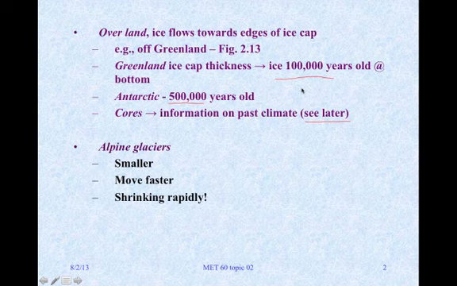The other thing to talk about are alpine glaciers. Alpine glaciers just means in mountains. Things like Glacier National Park in the United States, things like glaciers in the Alps in Europe, stuff like that. They're much smaller, they move very fast, and remember that although it looks like solid ice, it's actually a kind of a liquid, so ice flows downhill. And that's what glaciers are, just rivers of ice flowing slowly downhill. And they are shrinking rapidly.